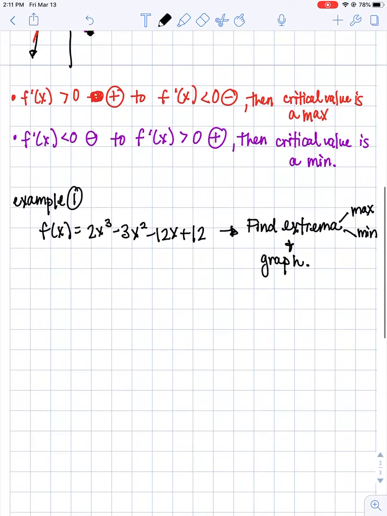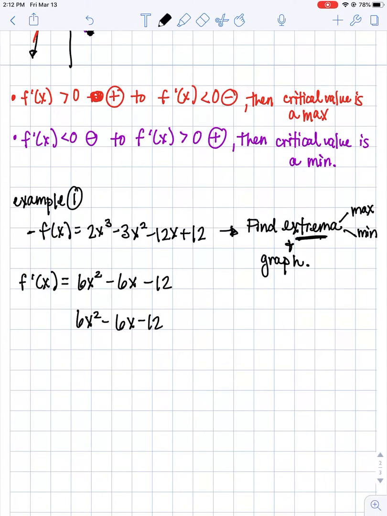Okay, so again, extrema happen at critical values, and critical values happen when we set the derivative equal to 0. So I'm going to find the derivative. The derivative of this is going to be 6x squared minus 6x minus 12. That's a basic derivative problem. And then we're going to take that and set it equal to 0.